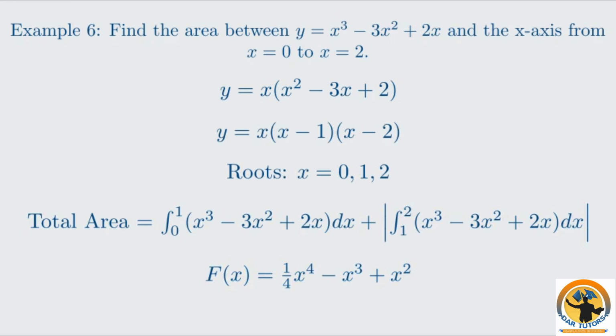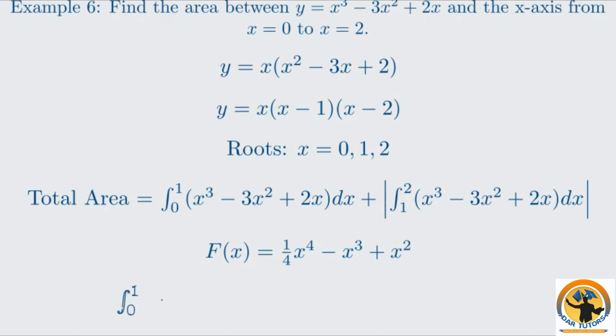Now, let's evaluate the first integral. The integral from 0 to 1 is f of 1 minus f of 0, which is 1/4. This is the area of the first lobe.